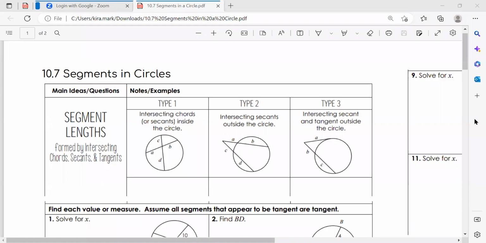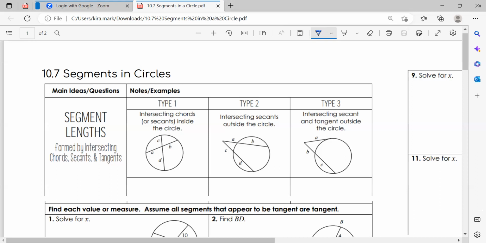Okay, in this video, I am going to go over segments and circles. So first off, we have three types of segments and circles. And it's similar to when we were talking about angles and circles. So we have type one or case one, where the segments intersect inside the circle, and that is going to basically be part times part equals part times part. That's what I like to remember.